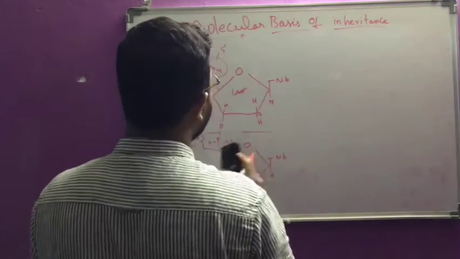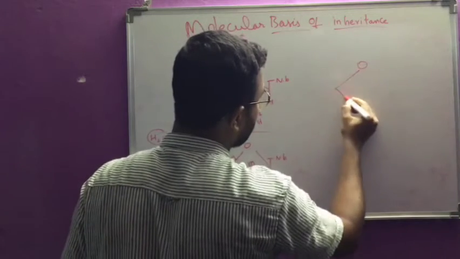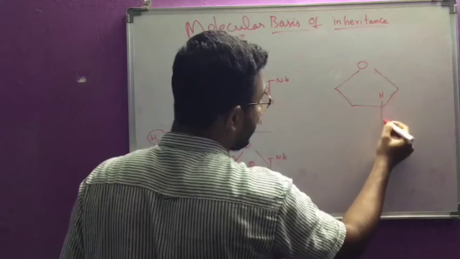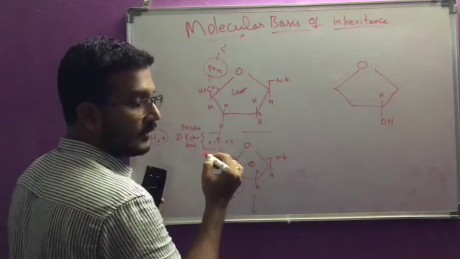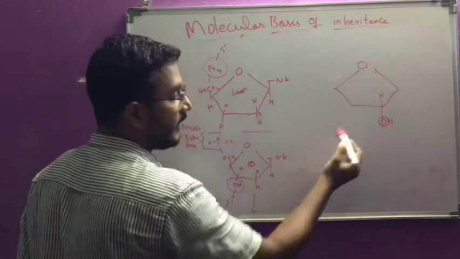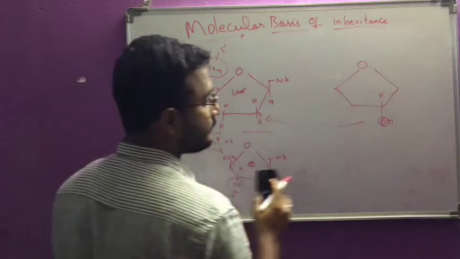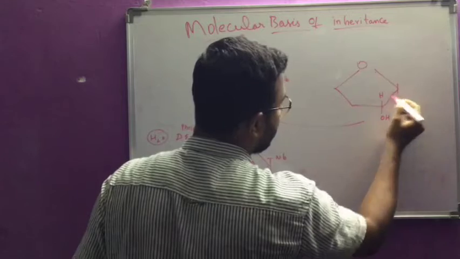See here, in the case of RNA you have to observe the same ribose sugar, but it has an OH group. Here there is no OH group: deoxy. The oxygen is removed, which results in the formation of DNA. Okay, this one has the OH group.